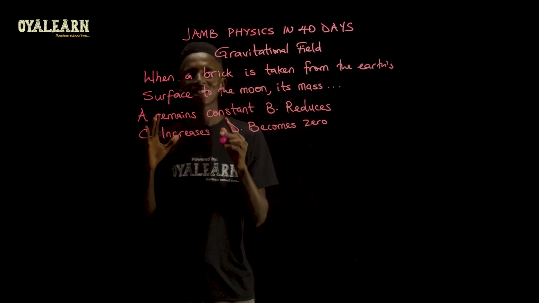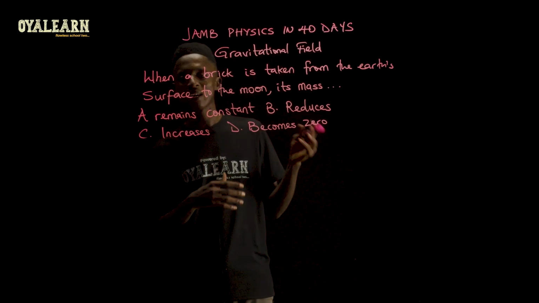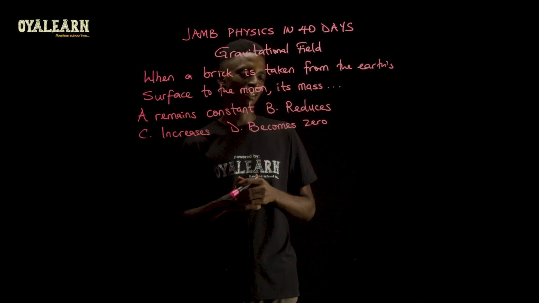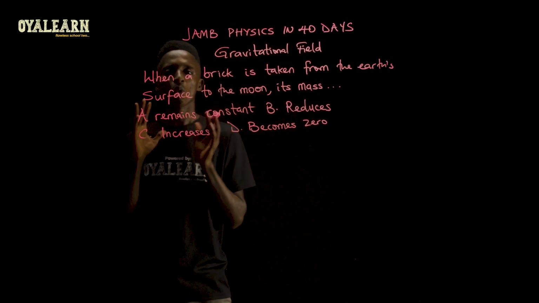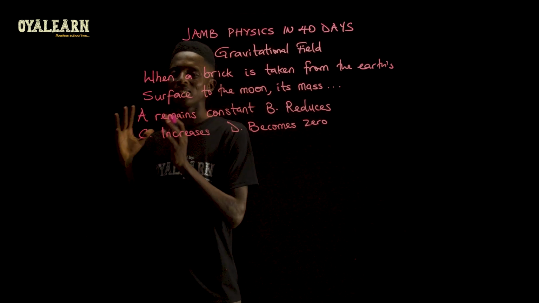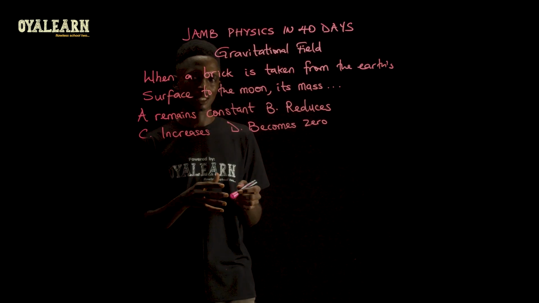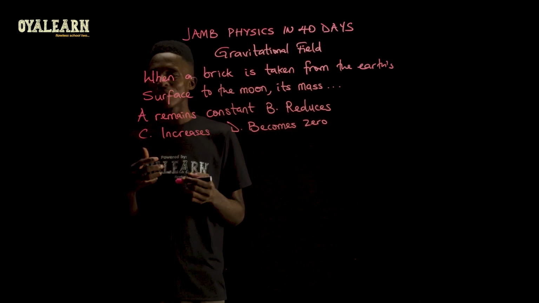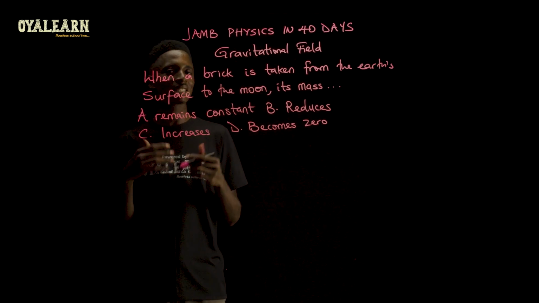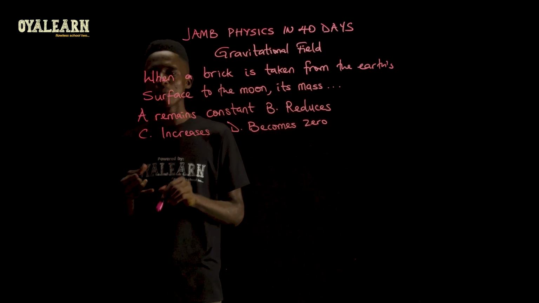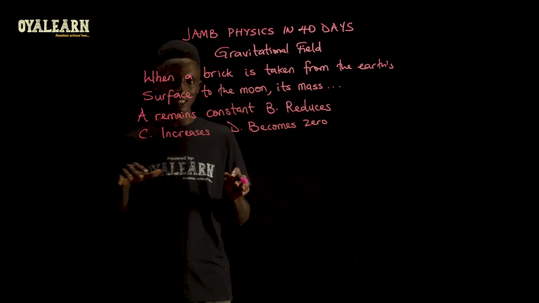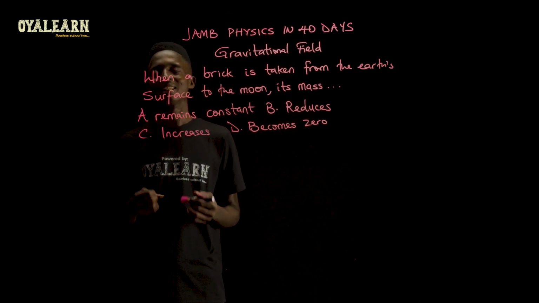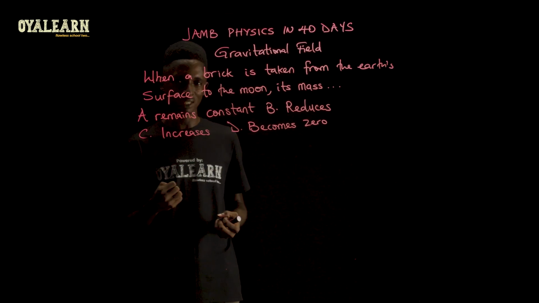This question says, when a brick is taken from the Earth's surface to the moon, its mass, so we have to fill in this space. Now, one thing that we get confused with is the case of mass and weight. So I'm repeating this again. When you take the mass of an object, it is always the same regardless of time or place. It doesn't change. But weight, on the other hand, is affected by the gravitational pull that it is experiencing.